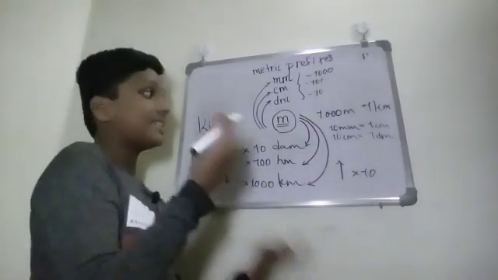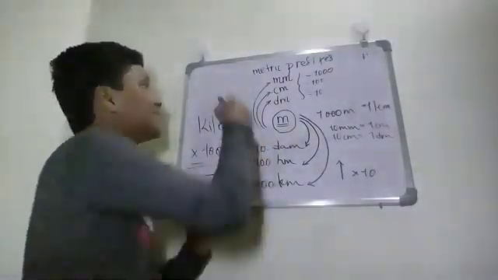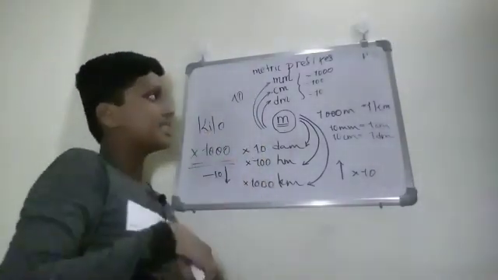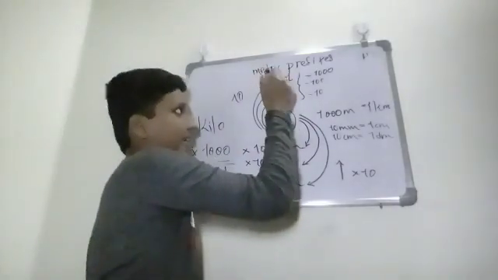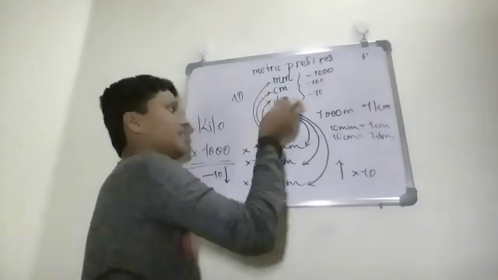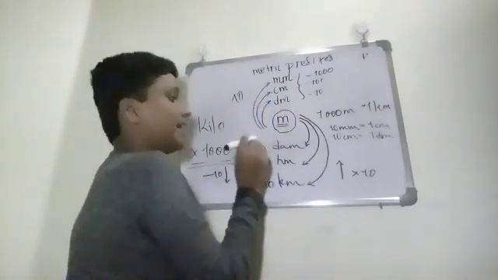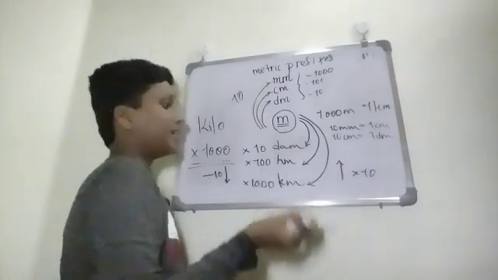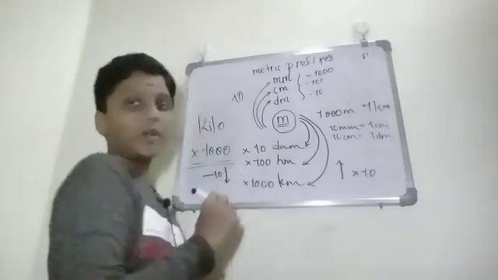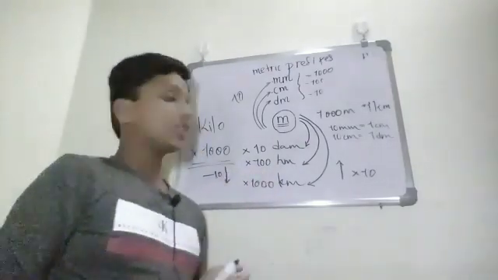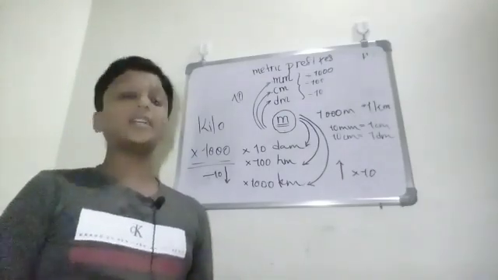And we can say that the distance between one unit to the next is 10. So 10 millimeter equal to 1 centimeter, 10 centimeter equal to 1 decimeter, 10 decimeter equal to 1 meter, 10 meter equal to 1 decameter, 10 decameter equal to 1 hectometer, 10 hectometers is equal to 1 kilometer. So that is how the relation goes. And now we are going to learn the real conversion.